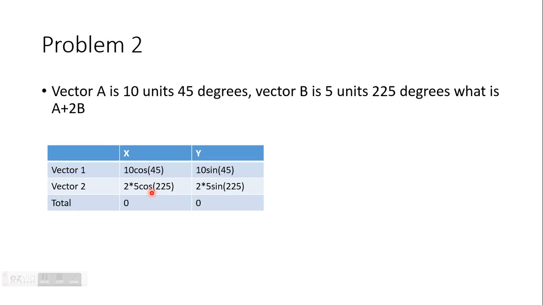So cosine of 225 is not the same thing as the cosine of 45. It's the negative of the cosine of 45. And so that would lead this to cancel, and so there's no magnitude and no direction.